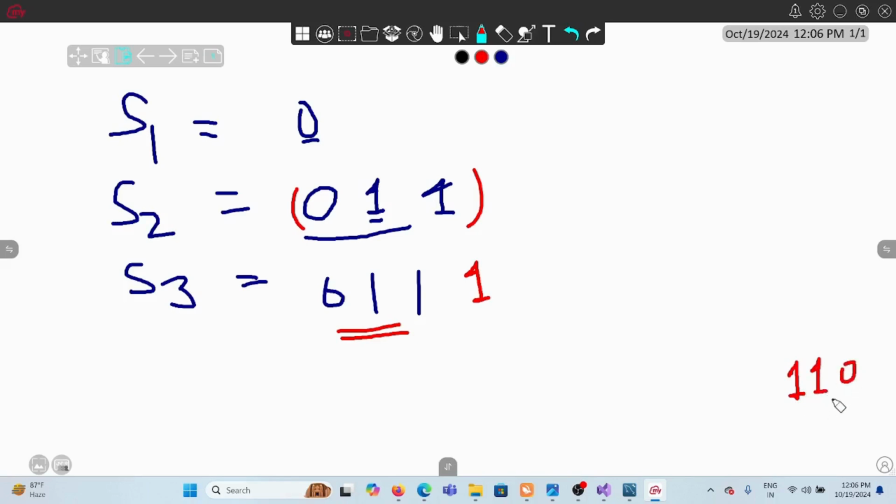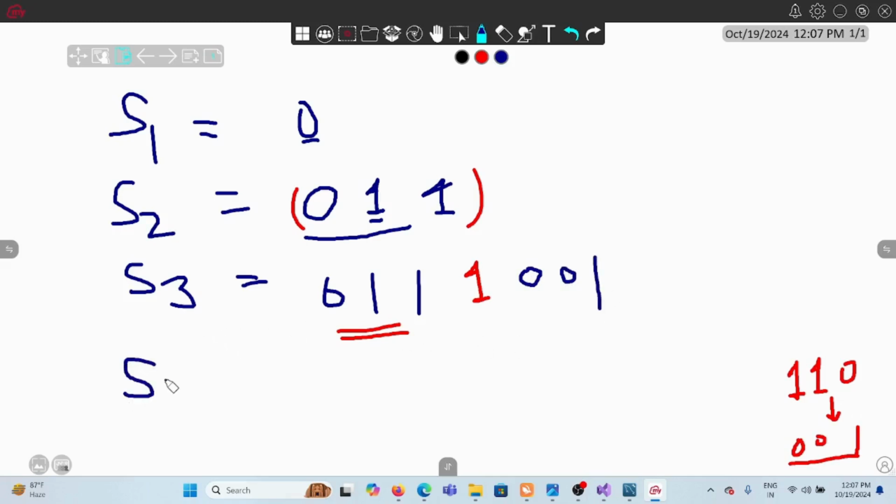And then we have to flip it. So reverse and flip. If I flip it, it would look like 0, 0 and 1. So this part I have to put again here. So then we have to put 0, 0 and 1. So this would be our S3.